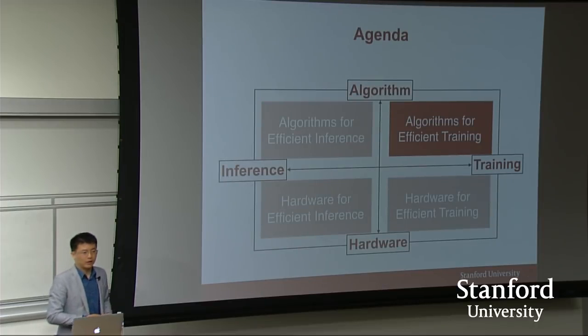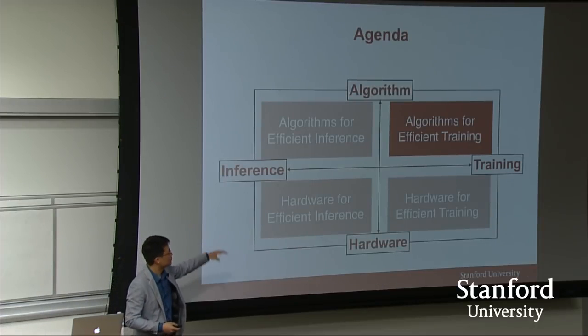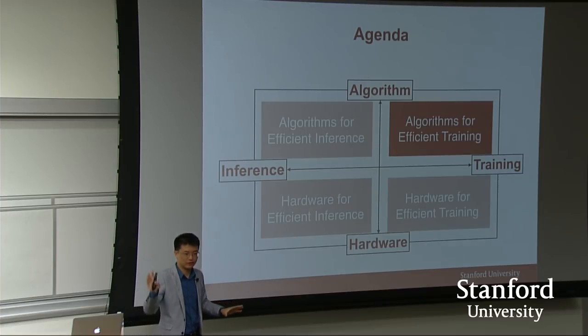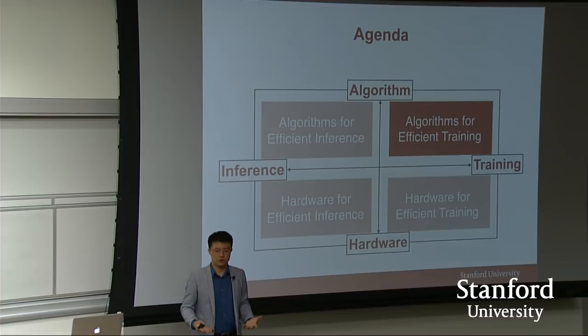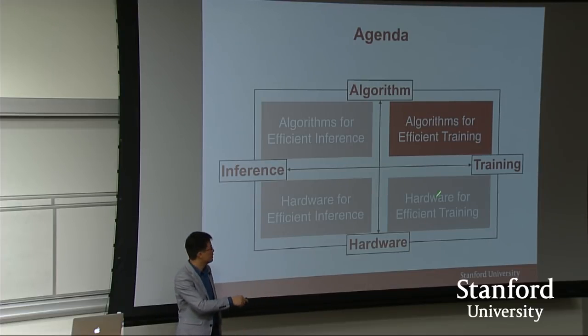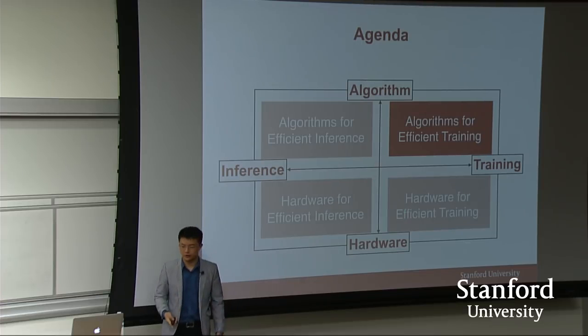Okay, so we have covered half of the journey. We pretty much covered everything for inference. Now we are going to switch gears and talk about training. How do we train neural networks efficiently? How do we train them faster? Again, we are starting with the algorithm first, efficient algorithms, followed by the hardware for efficient training.